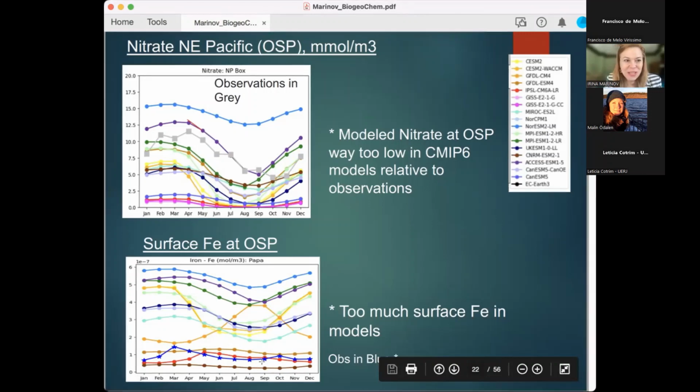If you have too much iron in the models compared to what you should have at the surface, that means that the phytoplankton are super happy. They bloom, especially the large phytoplankton and diatoms and so forth. Any phytoplankton that needs iron to grow is super happy. And then that means that they are going to eat up all the available nutrients. So in accordance with this, the nutrients in these models are going to be too low compared to observation. So we see indeed that in most of these models during the summer, the nutrients go to zero.